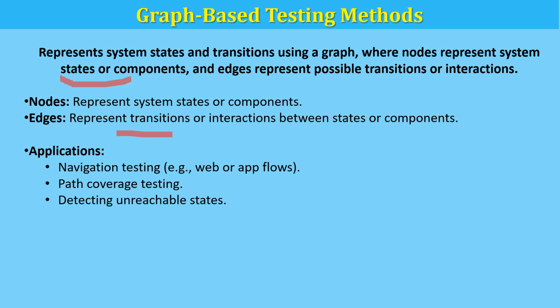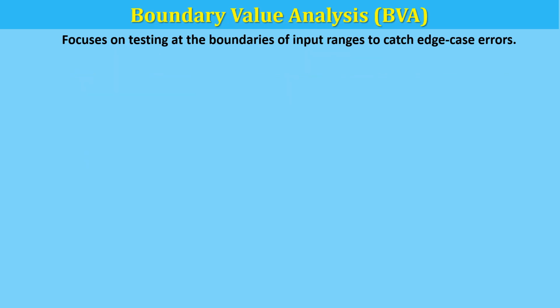Applications of this method include verifying the functionality of menus, button interactions, or in website applications where users can navigate between different pages or actions. It is also helpful for detecting unreachable states, ensuring that no part of the system is isolated and inaccessible to users.